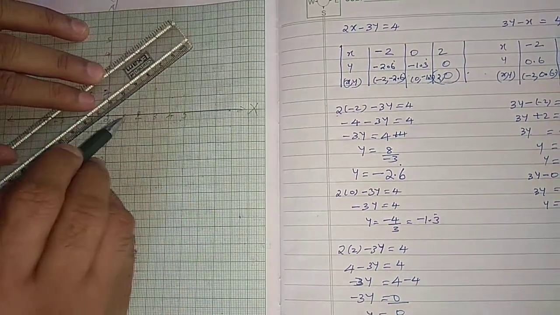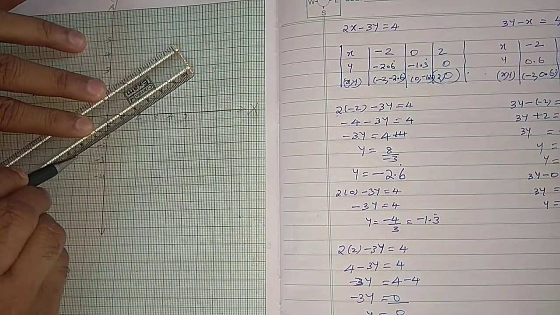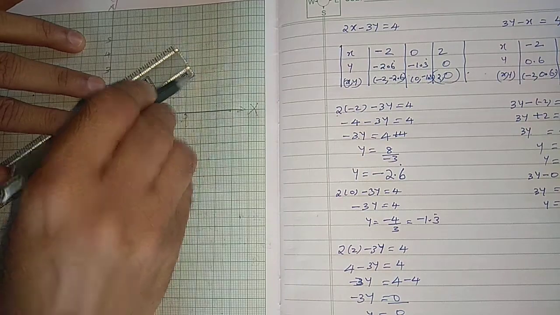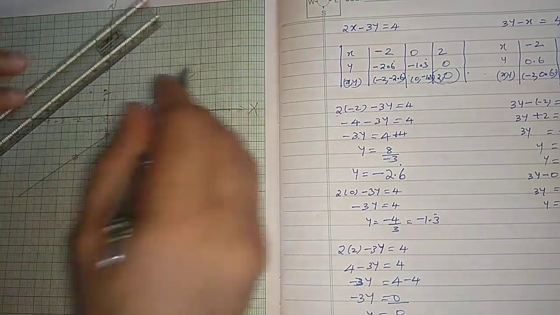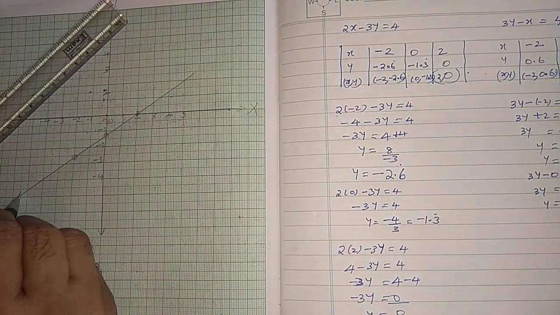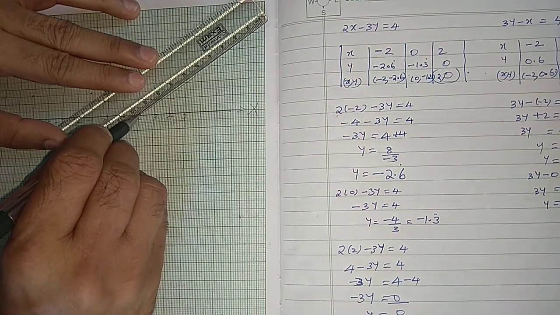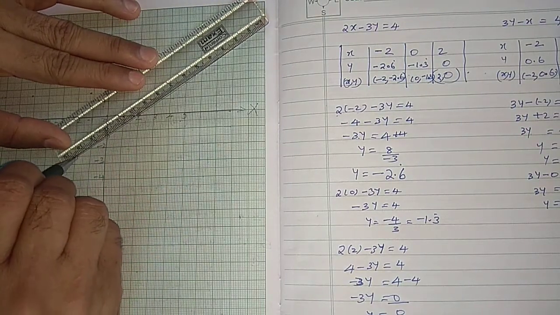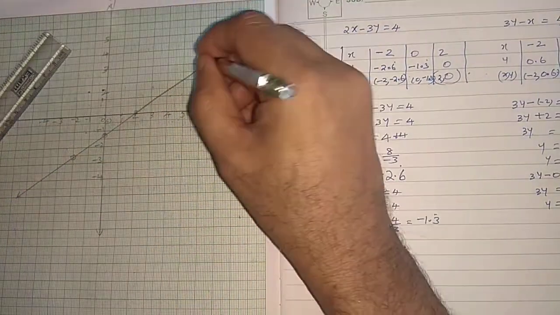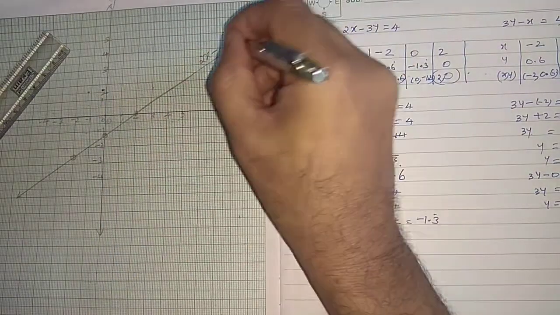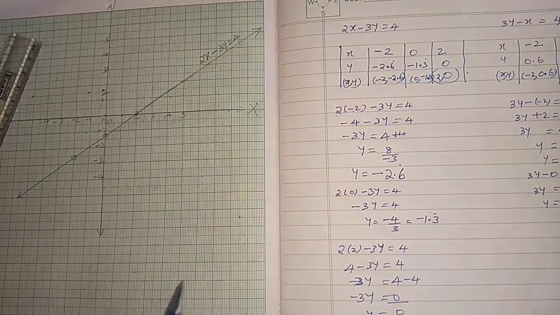These 3 points containing straight line we draw now. If needed, we can extend to that side. That is like this. And its equation is 2x minus 3y equal to 4. That line is over. Now next one.